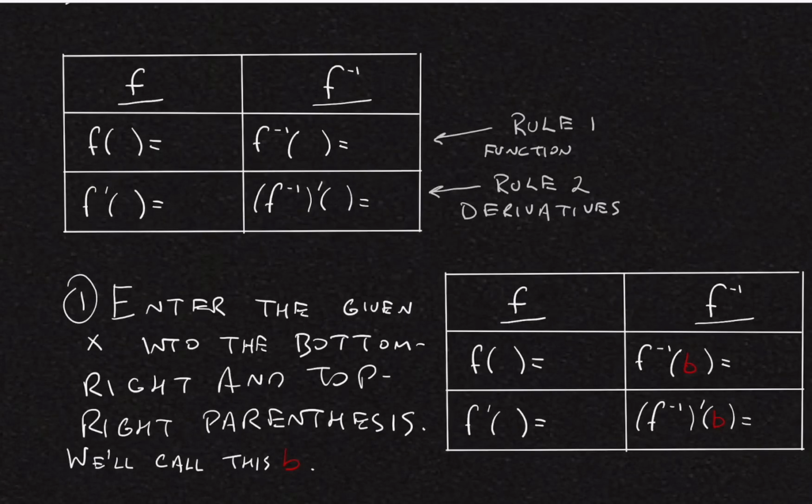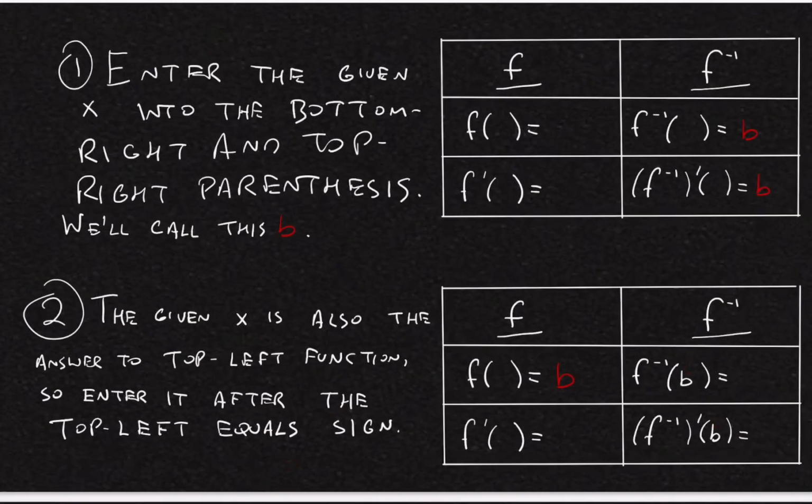Step 1, enter the given x value into the bottom right and top right parentheses of the table. For now, we'll just call this b. Step 2, enter that same value of b as the answer in the top left cell. We can do this because of rule number 1. That f and f inverse are just swapping domain and range.